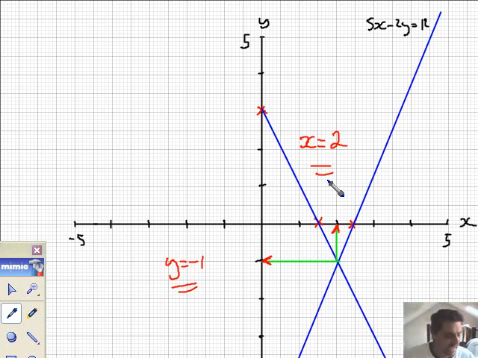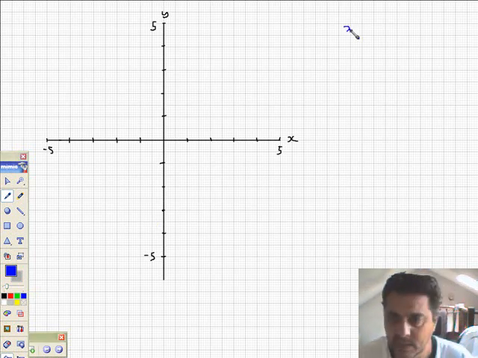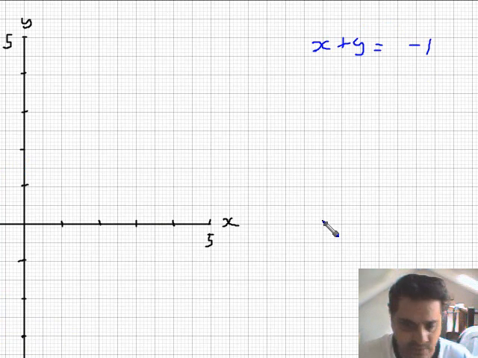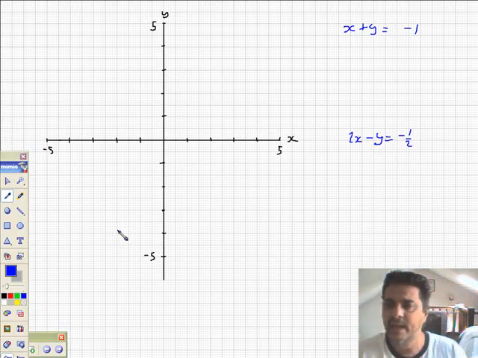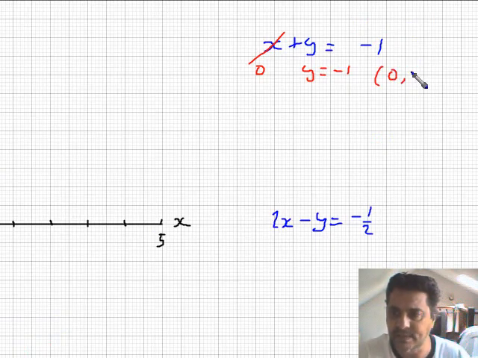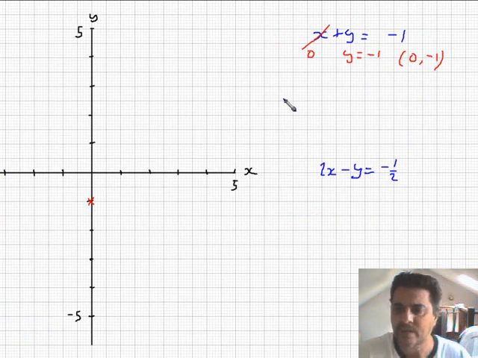I'll pause that and stick the video for 2f on the back of this one. Question 2f, and this is what I've got to handle now. I've got to do x plus y equals minus 1. It's not too scary. And 2x minus y equals minus 1/2. That's a pain. Anyway, so let's just do the top bit. If we make x equal to 0, I've got y equals minus 1, hence the point 0, minus 1. Plot it. 0, minus 1, you're there. Next one.